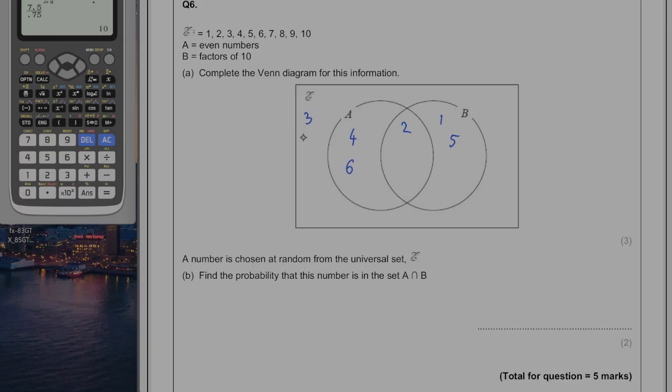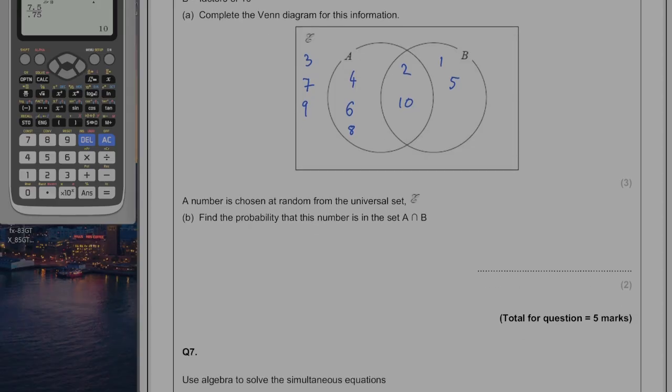7 is neither. 8 is even but not a factor of 10. 9 is neither. And then 10 is both. There we go. So I will always tend to try and list this going down in size order, just to make things easier for my marker.